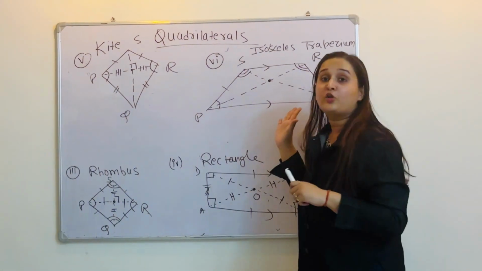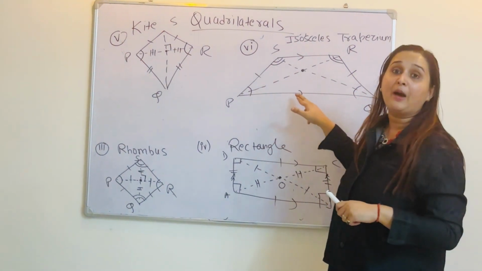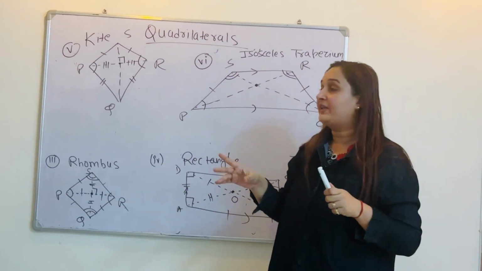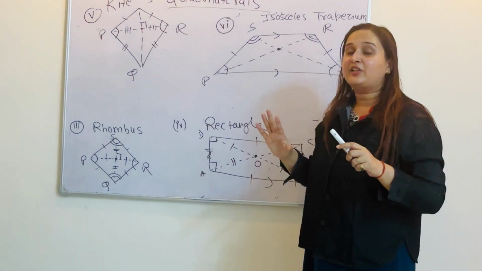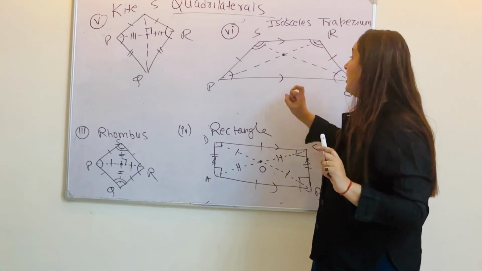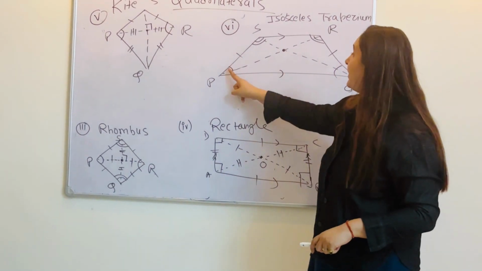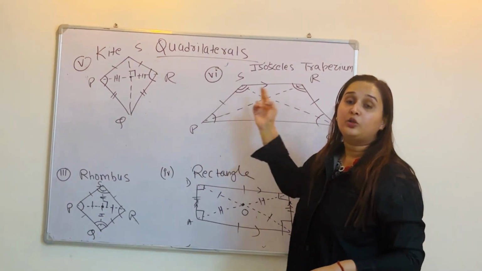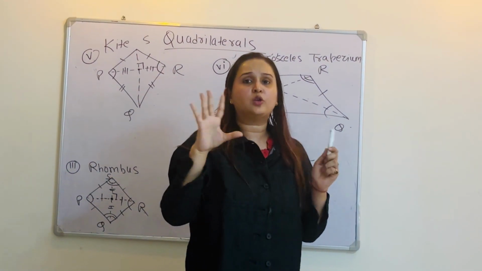Now the last figure is a trapezium. This is an isosceles trapezium in which one pair of opposite sides are parallel. Now in case of an isosceles trapezium, the other two non-parallel sides will be equal. Whereas in case of a normal trapezium, they are not equal. Now, in case of an isosceles trapezium, if the non-parallel sides are equal, then the base angles will also be equal, and these two angles will also be equal to each other, right? So this is all about the properties of the different types of quadrilateral.